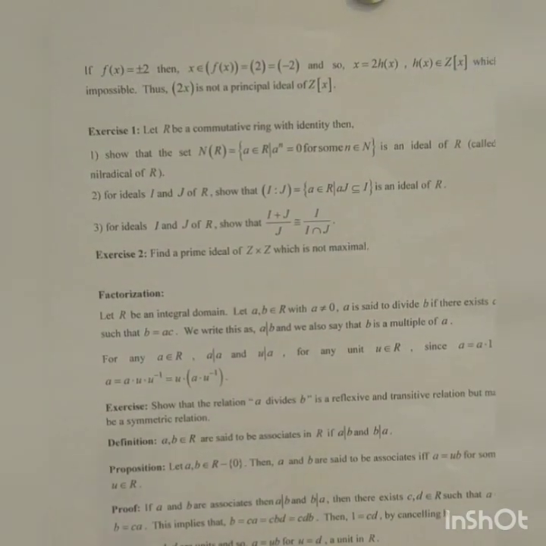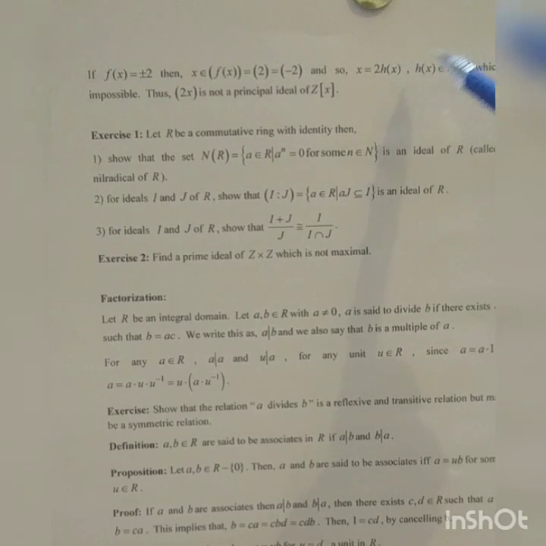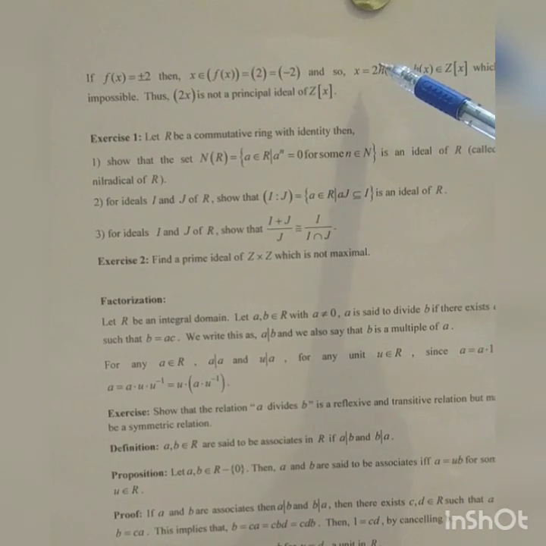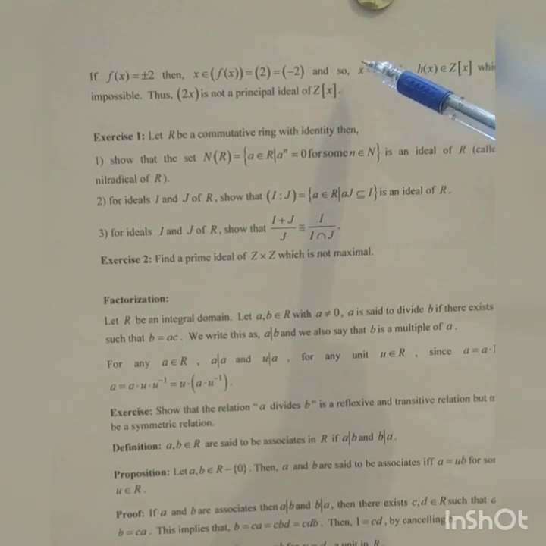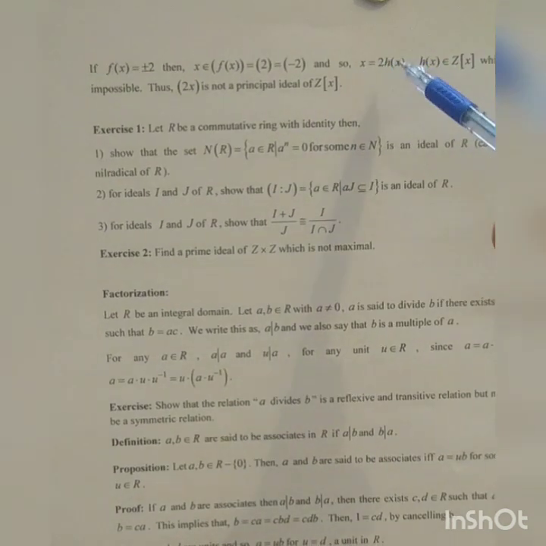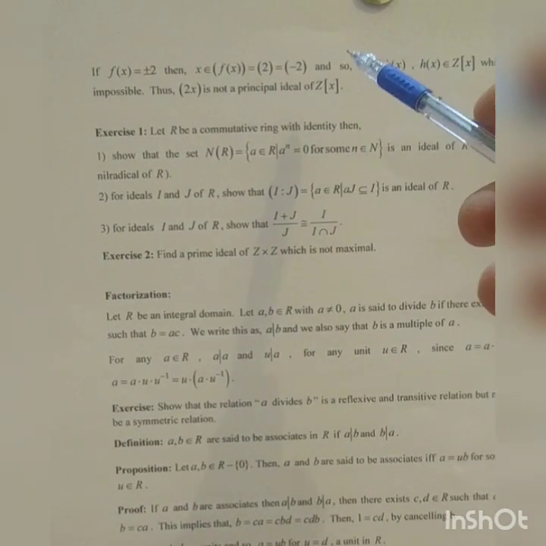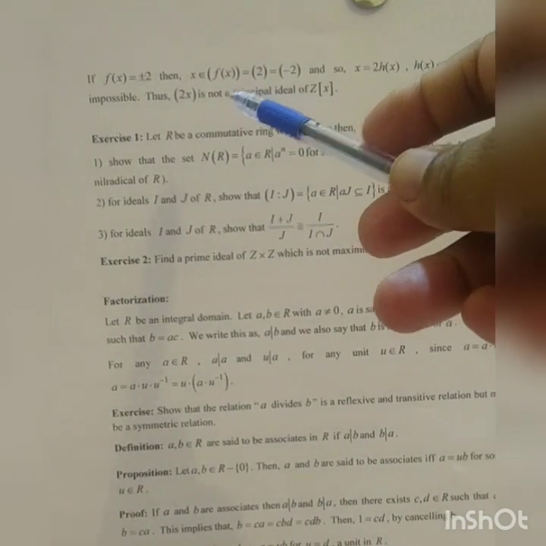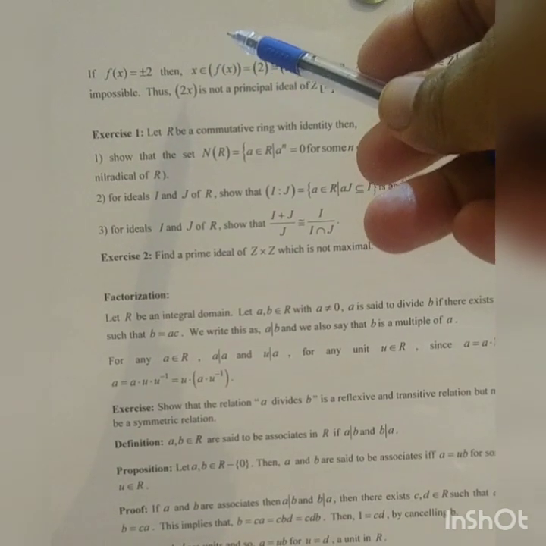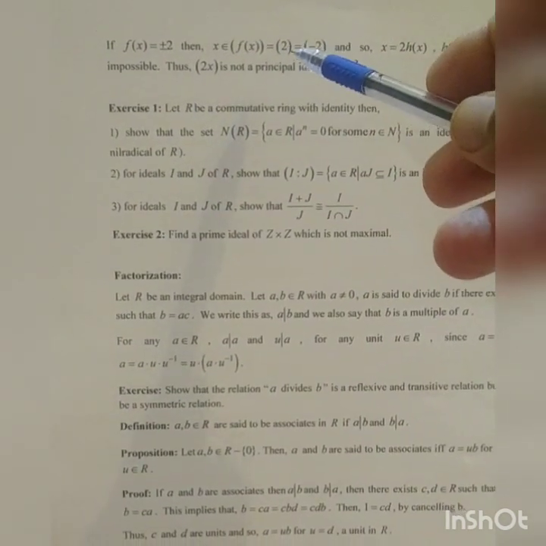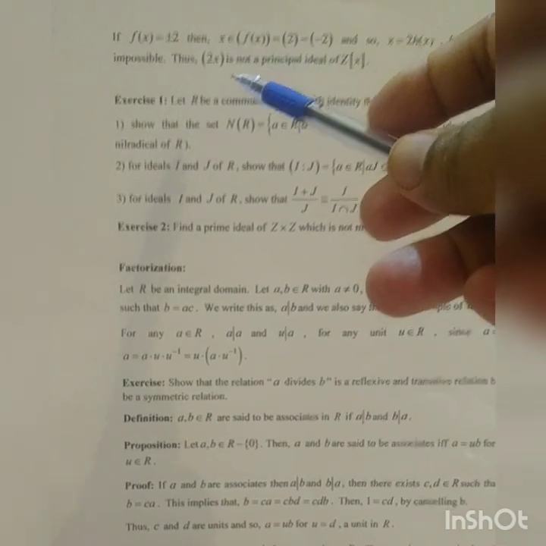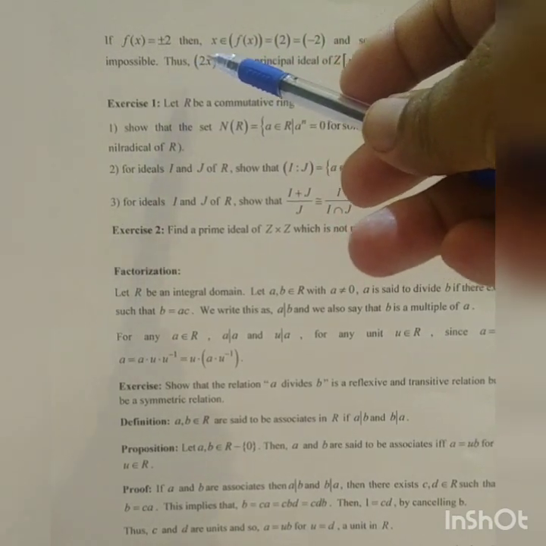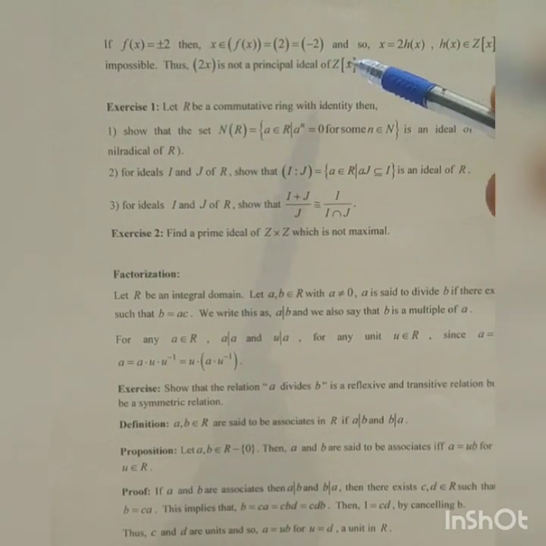This is never true, as h of x has coefficients coming from the integer set. For any integer, we are not going to get 2 times some polynomial as x. It is possible only if h of x is half times x, and half is not an integer, which is impossible. That's why f of x can never take the value plus or minus 1 or plus or minus 2, which is a contradiction. Hence, our assumption is wrong that the ideal generated by 2x is a principal ideal. Therefore, the ideal generated by 2x is not a principal ideal of Z[x].